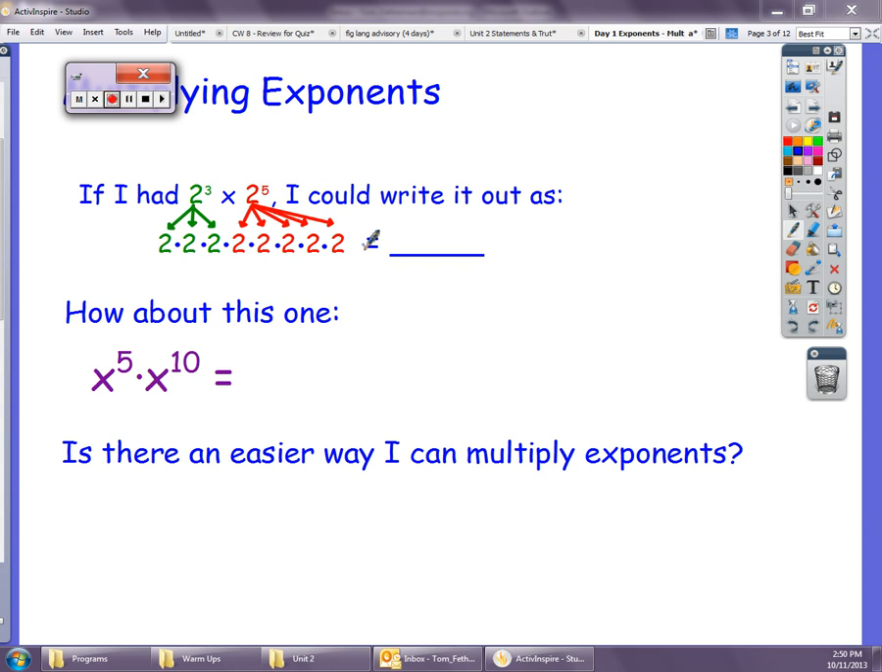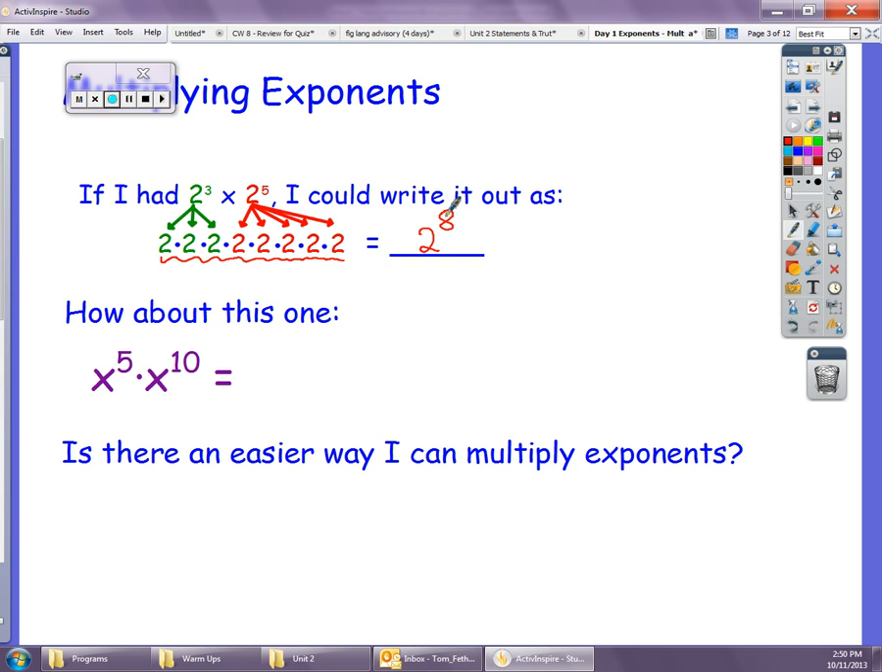So now, if we look at this, it says if I had 2 to the third times 2 to the fifth, well, what we can say is that 2 to the third is 2 times 2 times 2. 2 to the fifth is 2 times 2 times 2 times 2 times 2. So what we have here is 1, 2, 3, 4, 5, 6, 7, 8. So there are 8 twos. So this can be 2 to the 8th power.